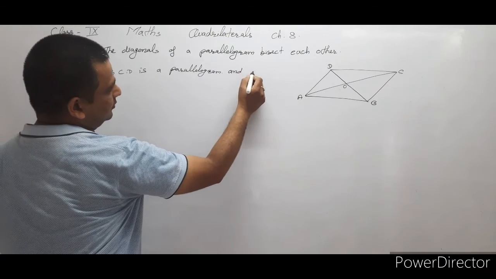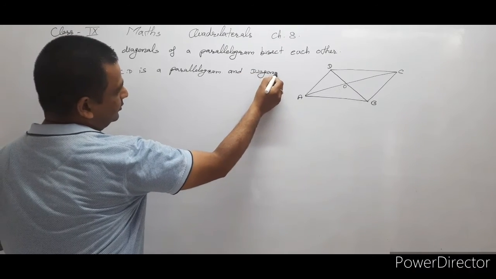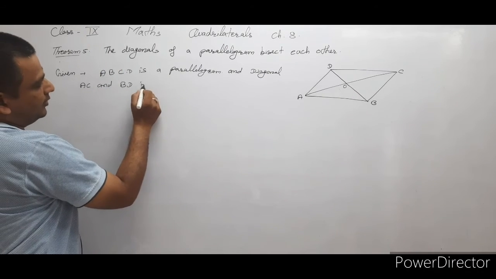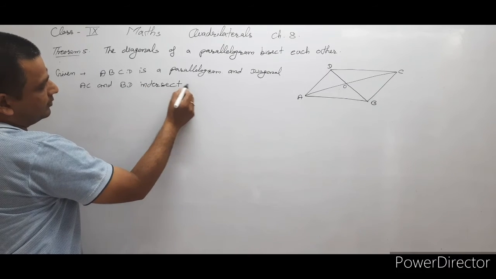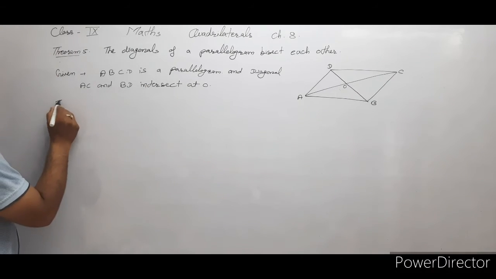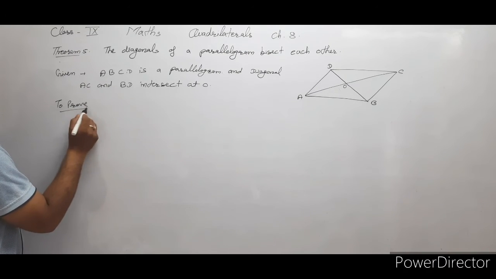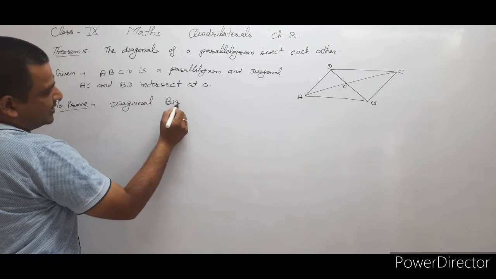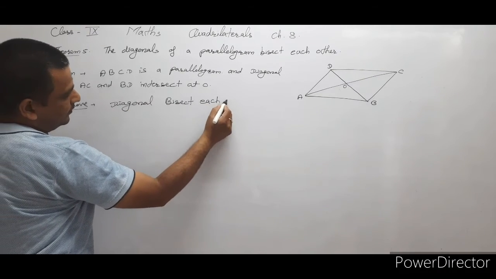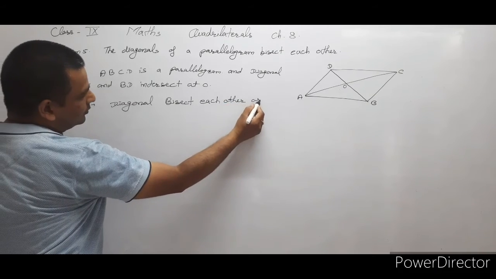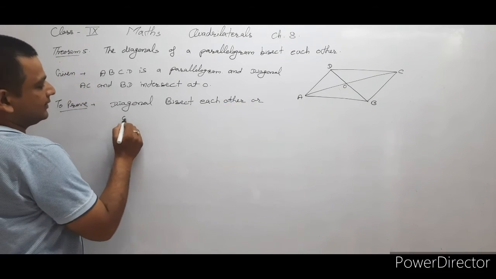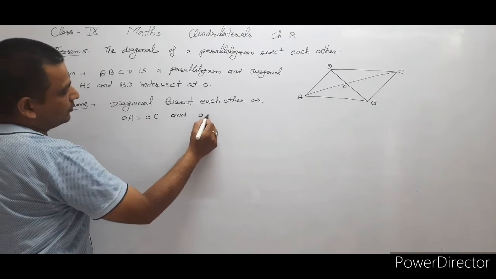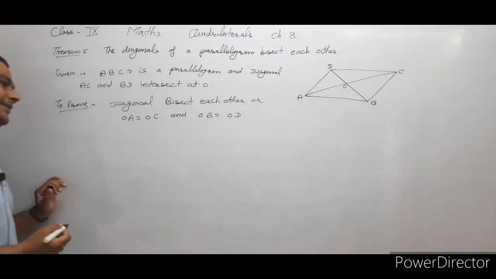To prove, diagonals bisect each other, or bisect means equally divided. OA equals OC and OB is equal to OD. We have to prove this.